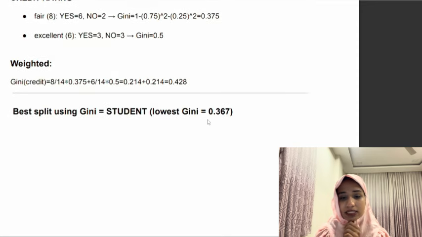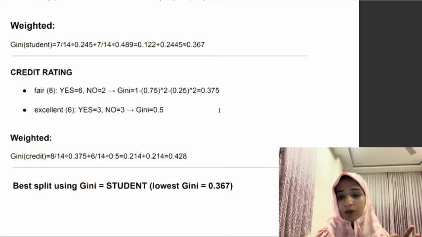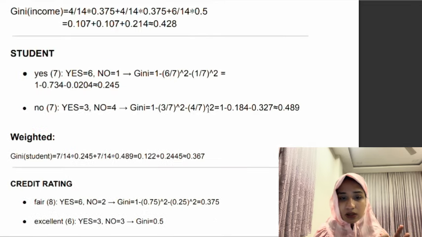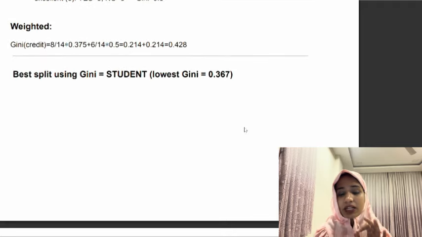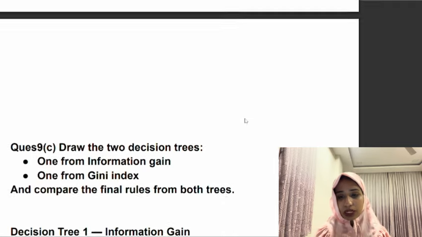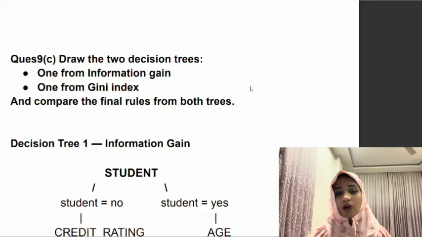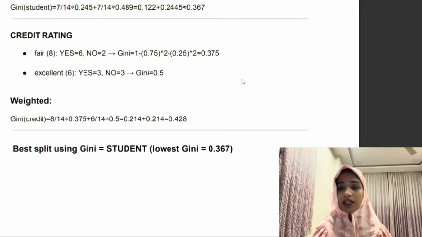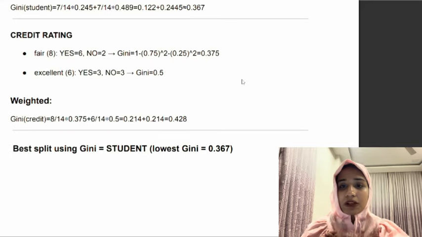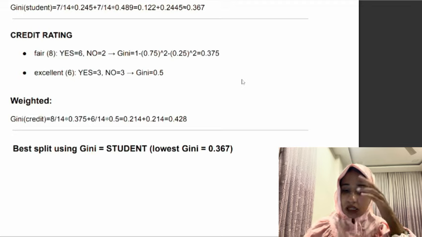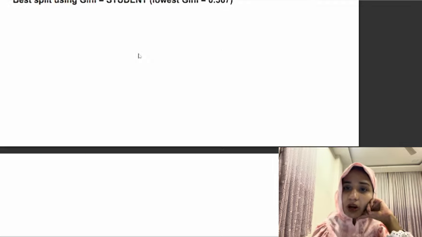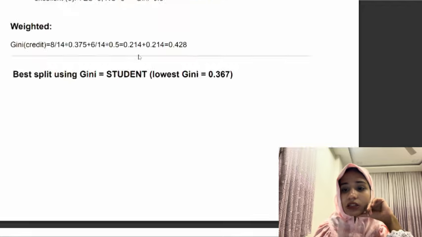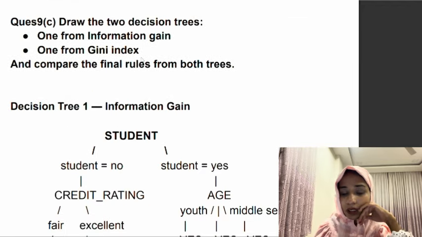Similarly, the best split using Gini is student. Again we have got student because it is lowest, the Gini of student is 0.367. So again the best split using Gini is student, which is the lowest Gini. This was question number 9 a and b part, where we have calculated the best split. In both cases we got the answer as student, which is the lowest Gini.